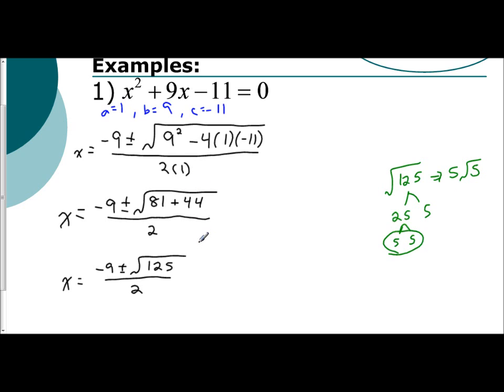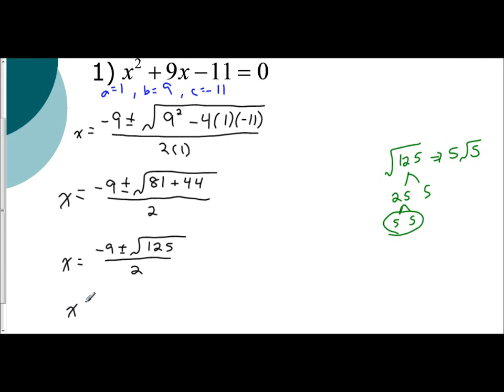And so I have, for this problem, x equals negative 9 plus or minus 5 square root of 5 over 2. And that is your answer. Since our square root is not a perfect square, you have to simplify the radical and then put it in the form, and you can't break this down anymore, so we leave it as is. Let's look at example 2.